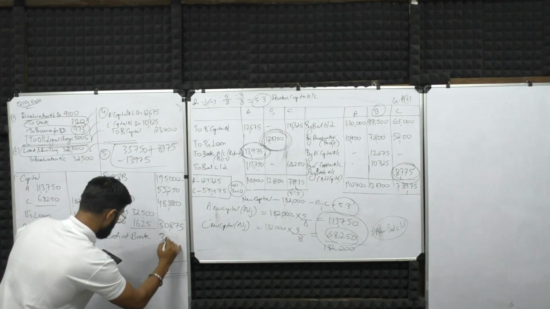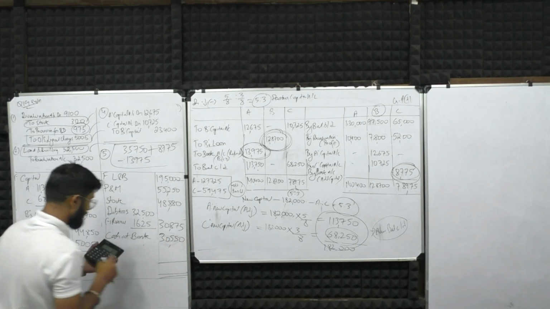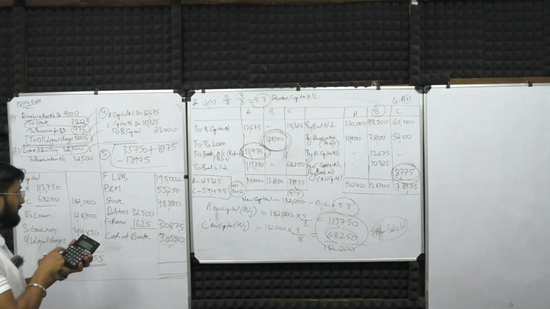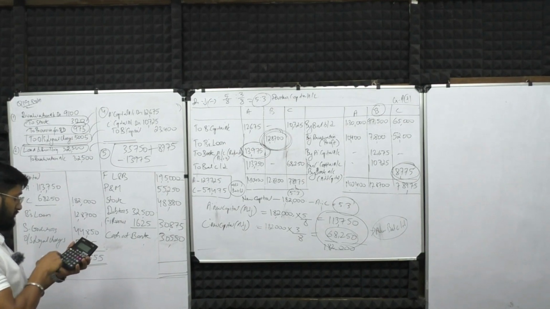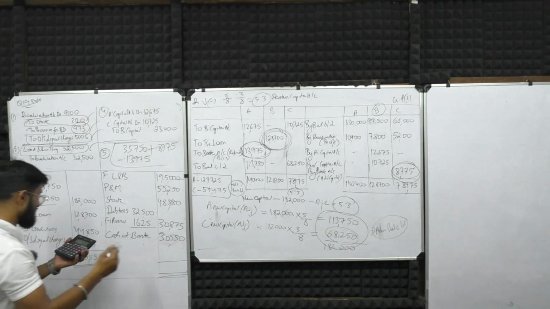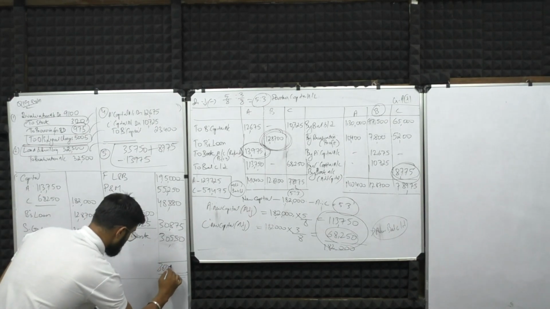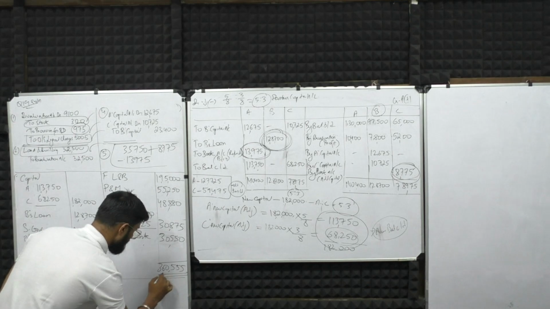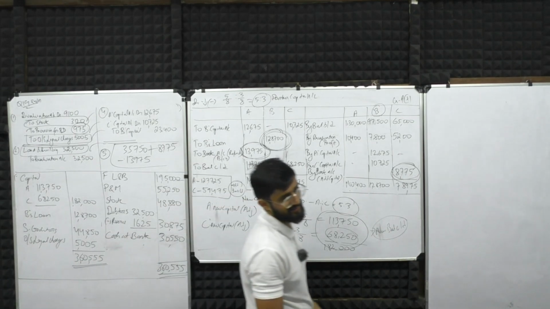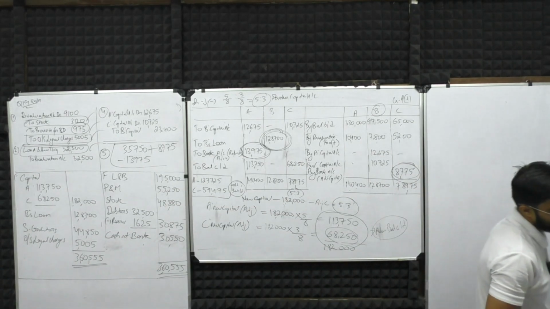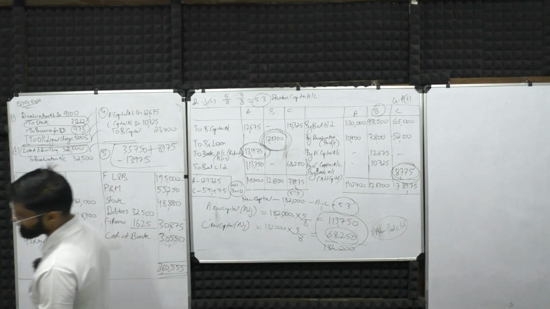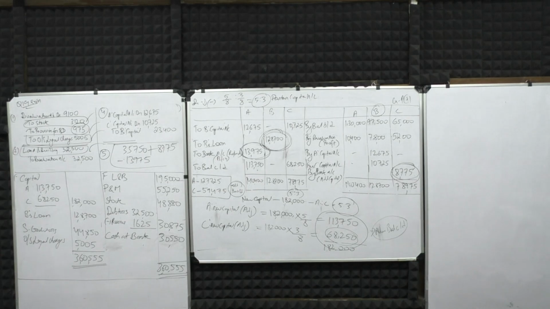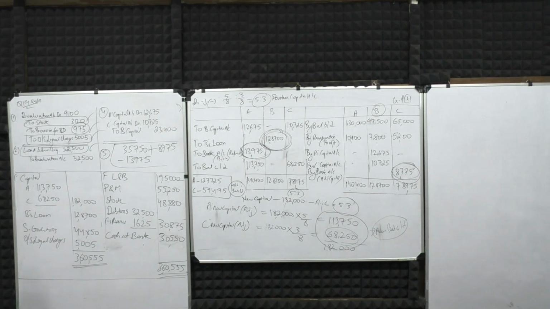Balance sheet. 360,555. Easy capital adjustment.